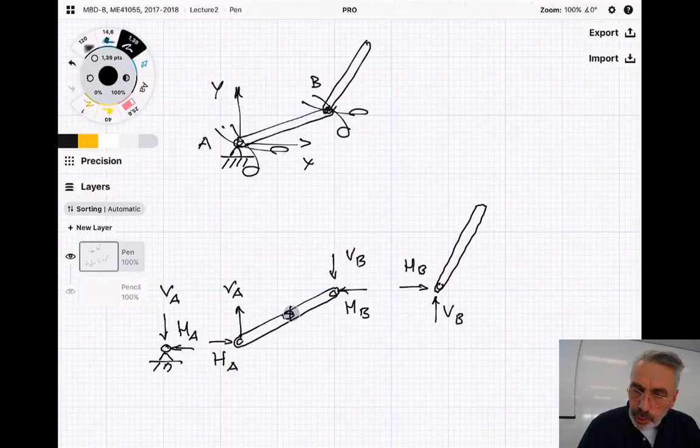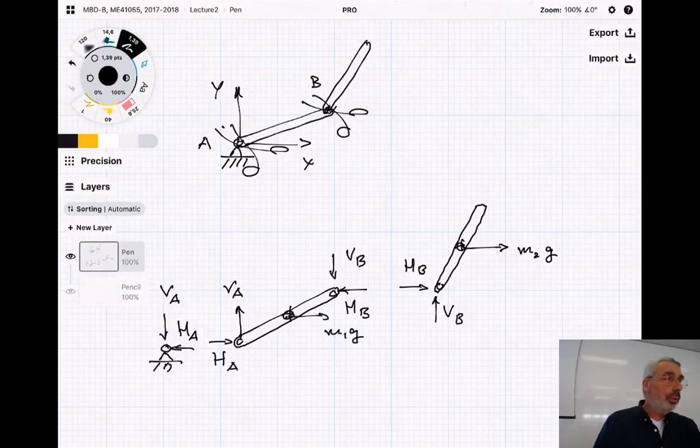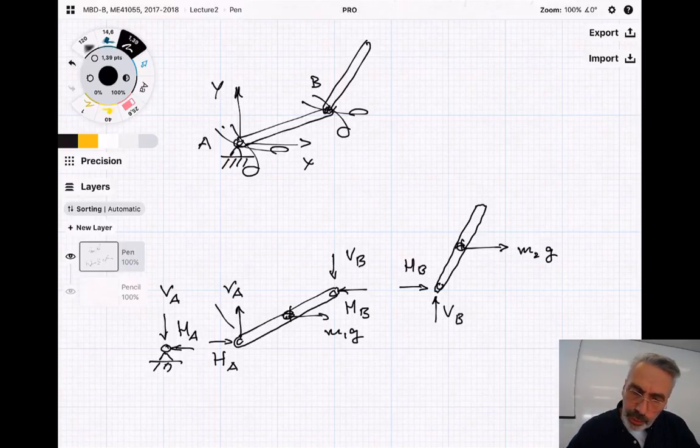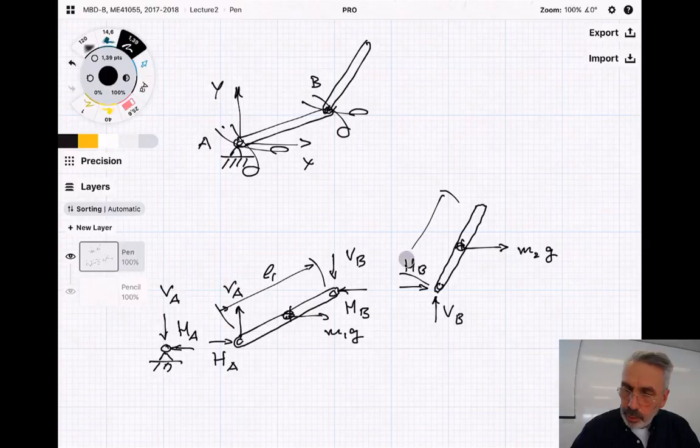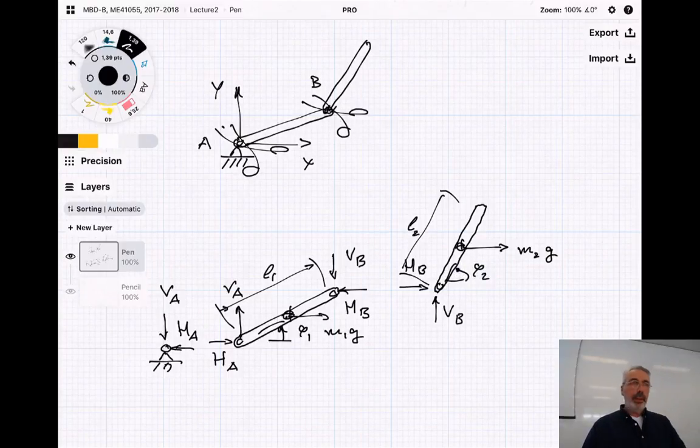Now let's try and do what Heike always wants us to do, and put all the forces in. So this is M2G, and that's the gravity, and here we have M1G. Now we have to put in dimensions, length. L1, and here I have to put in L2, and because it's a rigid body, we need that orientation angle, of course, phi 1, and here we need phi 2. So now they're completely correct and complete.